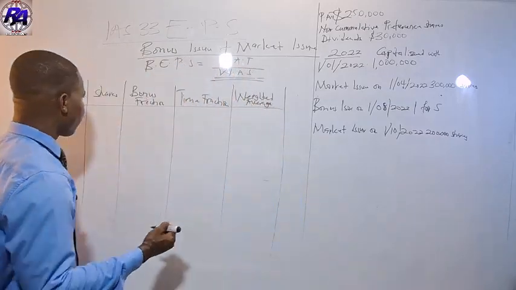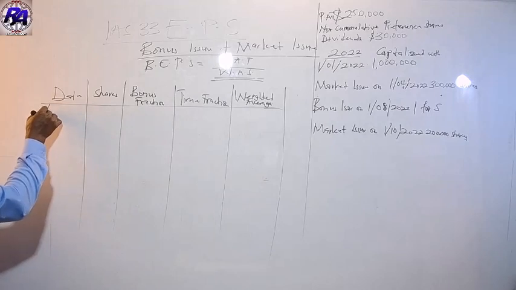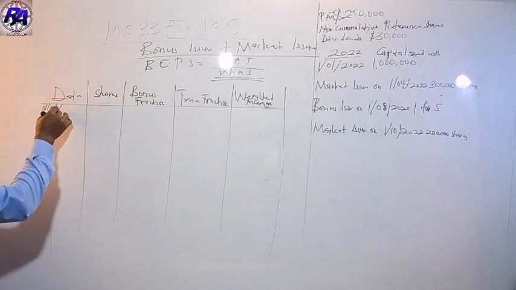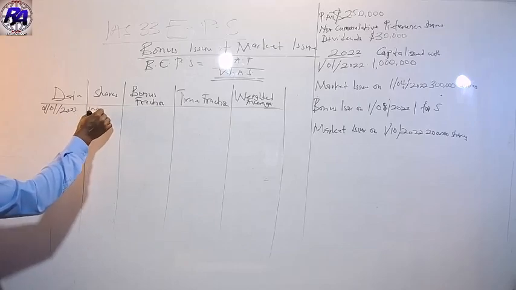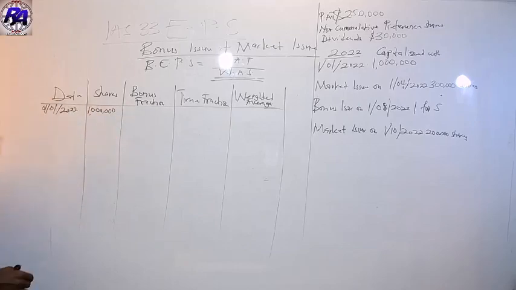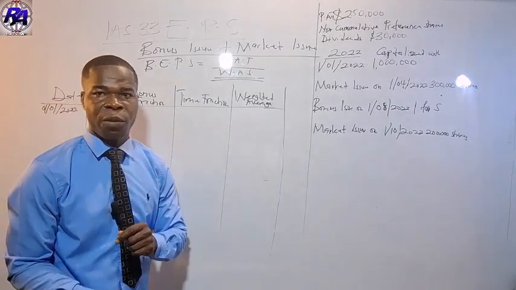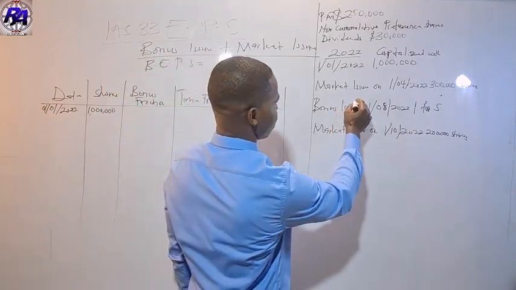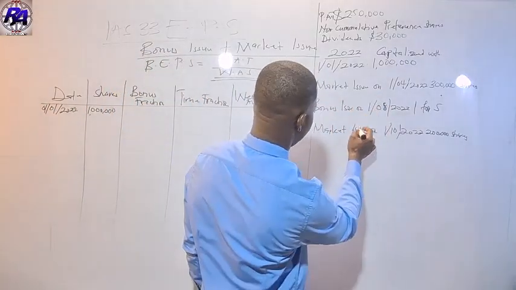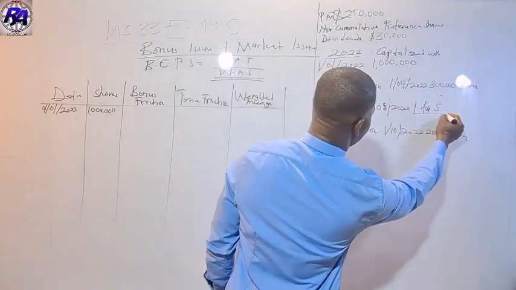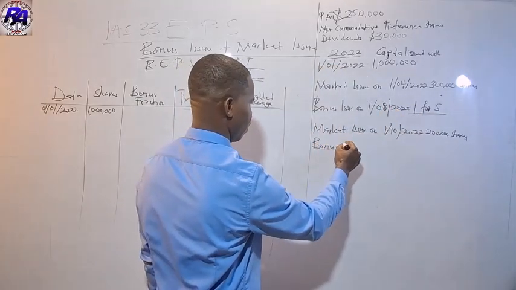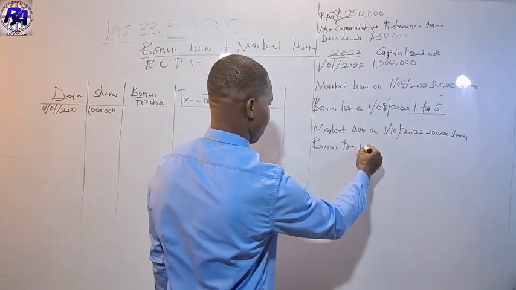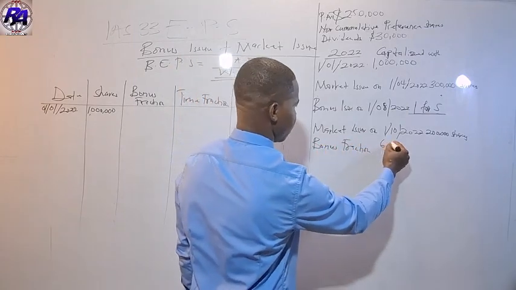Now let's see. On 1st of January 2022, we have shares of 1 million. We are capitalized with shares of 1 million. Now we need to determine our bonus fraction. The issue was a bonus issue of 1 for 5. So our bonus fraction in this question is going to be 6/5.